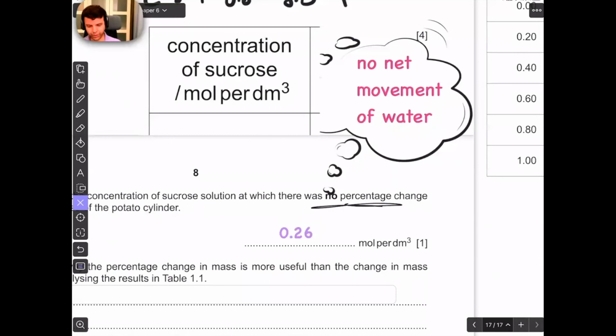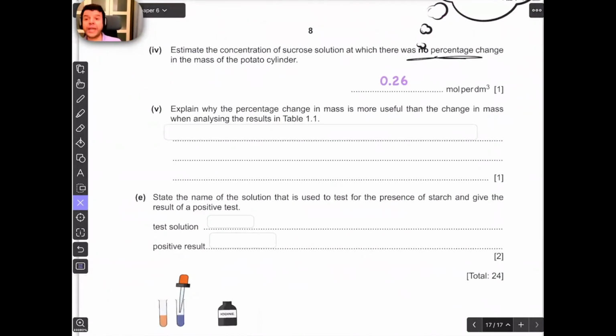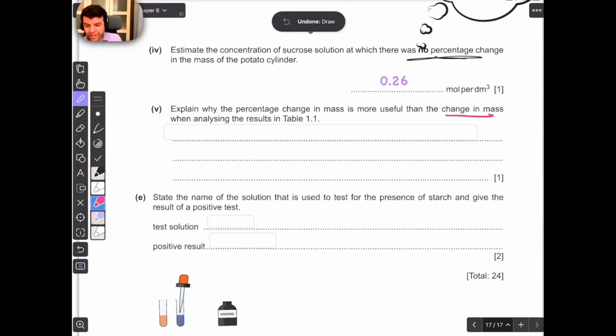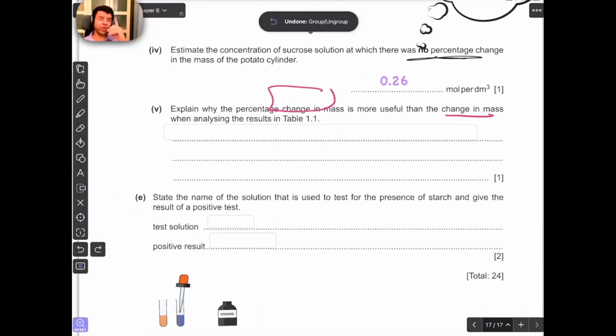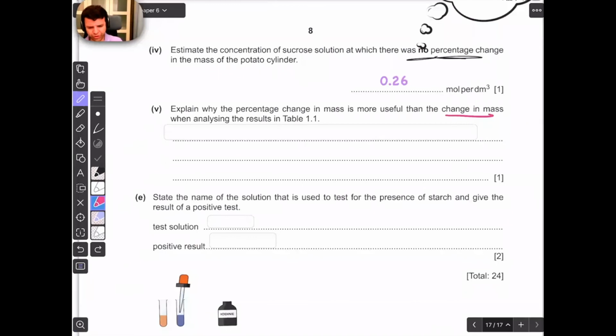Okay? They said, explain why the percentage change in mass is more useful than analyzing the results in table 1.1. Like in the first part of the exam paper, we were measuring length, right? Why is percentage change in mass a better way than the length we've done in the first part?